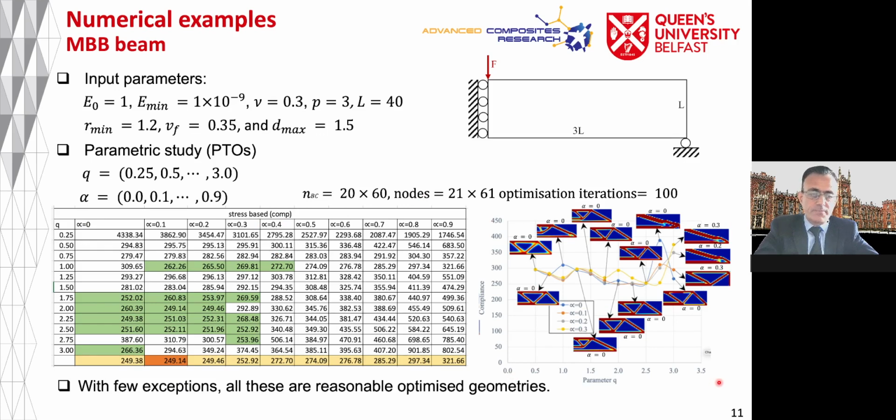And again, you can see that for alpha equal to 0, these are the different geometries. And then we are also showing the end geometries for 0.3 and 0.2, which you can see here. So as you can see, with a few exceptions, all these are reasonable optimized geometries.